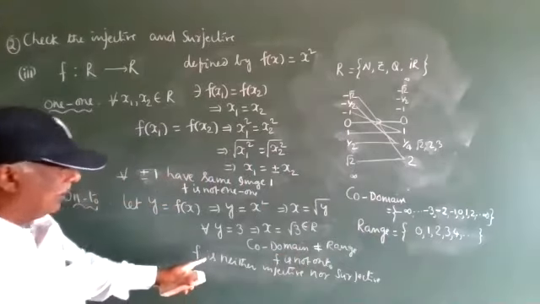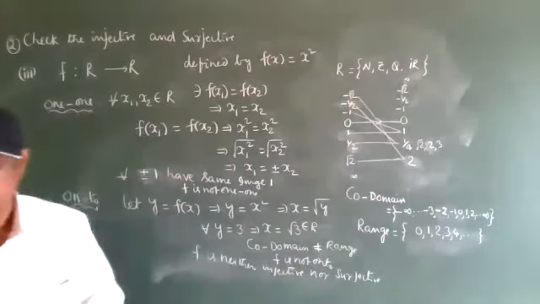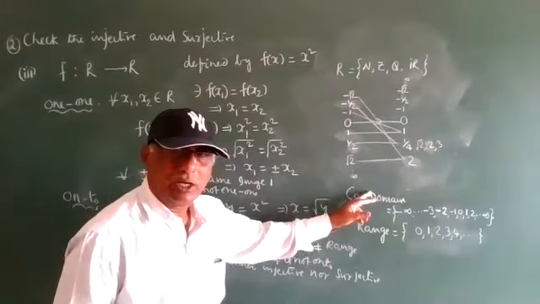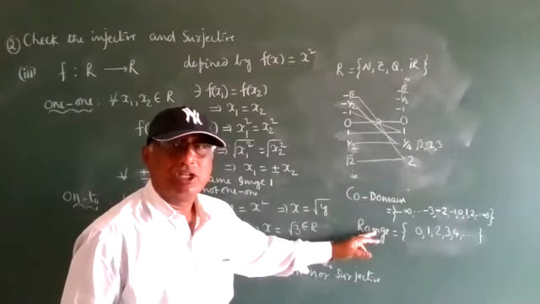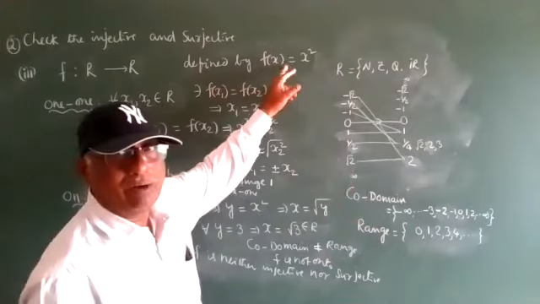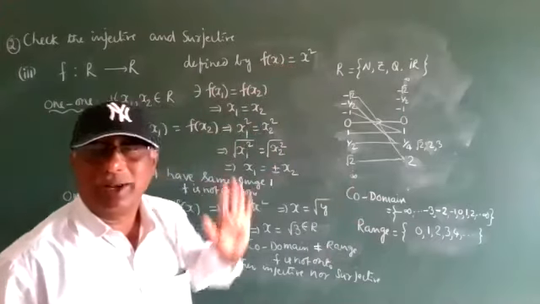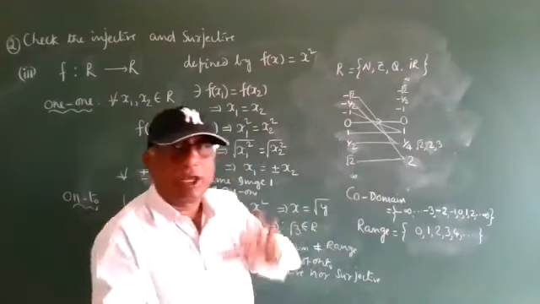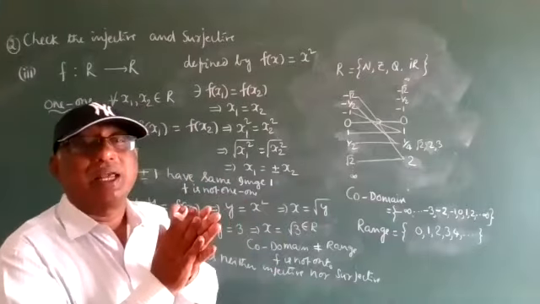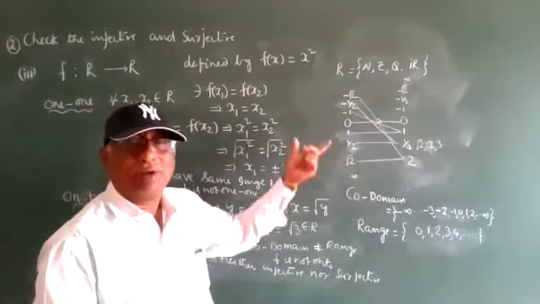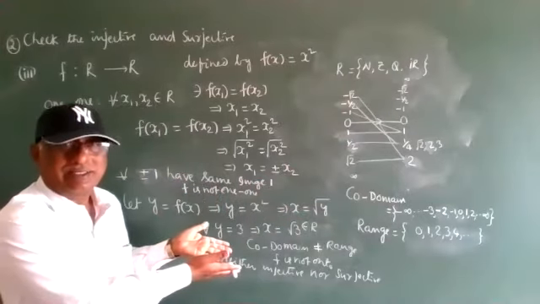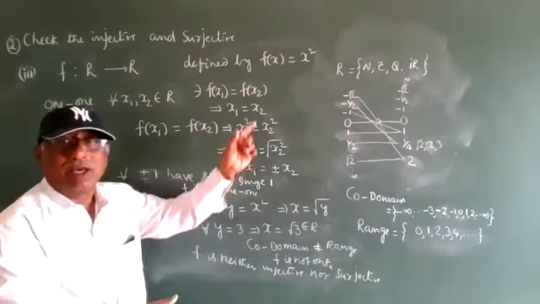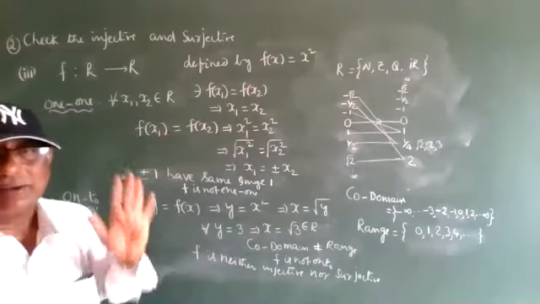F is not onto. F is neither injective nor surjective. Here the codomain and range are not equal. We are not getting negative values in the range because x squared makes values positive only. The range has positive values, but the codomain has both negative and positive values. Therefore, it is not an onto function. From the figure only we can understand. Writing is not necessary, so write that the codomain is not equal to the range. If we draw the figure, we can understand clearly.